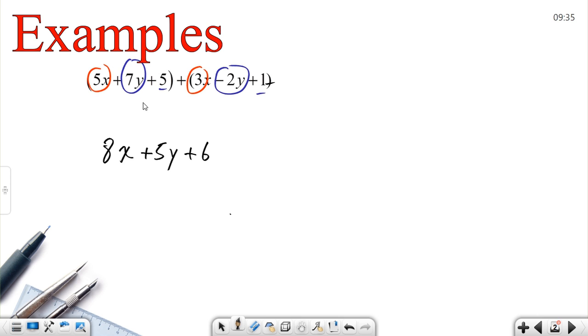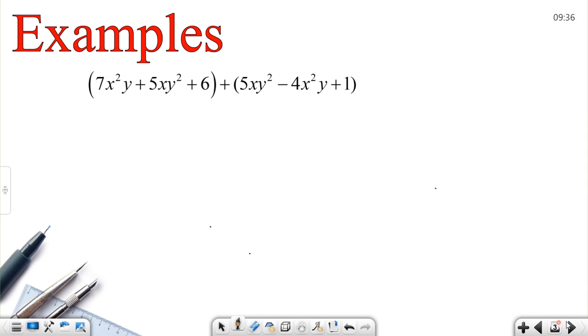So 5x plus 7y plus 5, when you add it with 3x minus 2y plus 1, the result is 8x plus 5y plus 6. So when we add algebraic expressions, we combine the like terms and we directly ignore the parentheses. This is very important here.